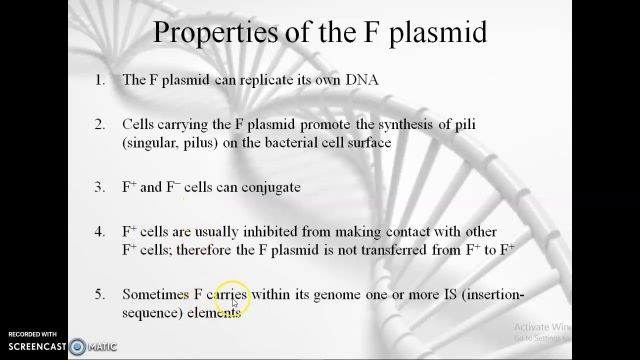Sometimes this F plasmid carries one or more insertion sequence elements. And it is using these insertion sequence elements that the F plasmid or F factor integrates with the genome of the bacteria to form an HFR cell or high frequency recombination cell. So a high frequency recombination cell is actually a bacterium with a conjugative plasmid or the F factor integrated into the chromosomal DNA. This integration is usually by homologous recombination.